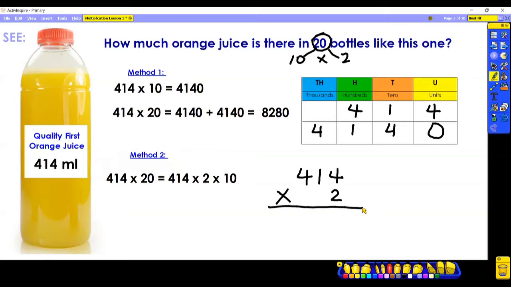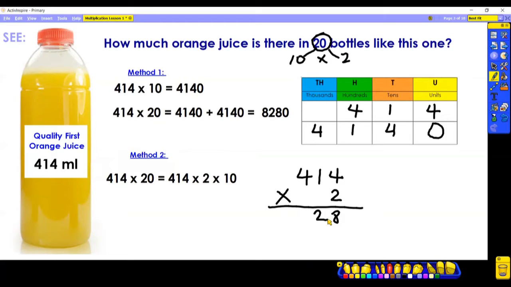I'm going to make sure that my ones are all in the ones place. And I'm going to multiply 2 times 4 first. 2 times 4 is 8. Next, I'm going to multiply 2 by 1, but actually this 1 is in the tens place, and so really it means 10. So 2 times 10, which is 20, so I can put a 2 in my tens column.